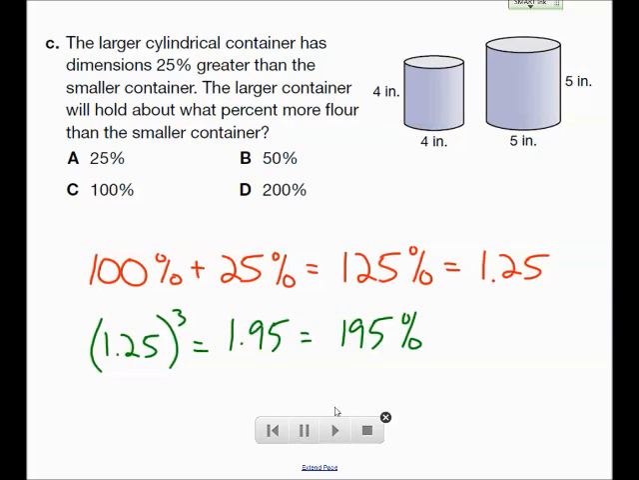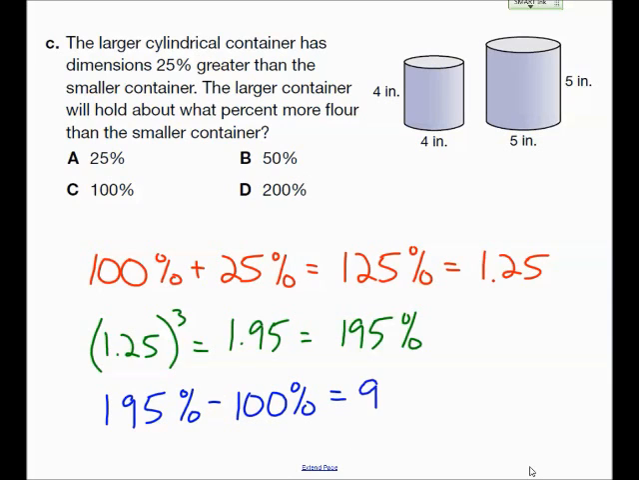Okay, so it says the large container will hold about what percent more flour? More flour. So it used to be 100%, now it's 195. So we need to do a little bit of subtraction here. 195% minus 100% is 95%. And the closest answer choice up here is choice C. So we'll go with that one. It's about 100% more. So just by adding 25% to the dimensions, you can hold twice as much, 100% more, liquid in these cylinders.